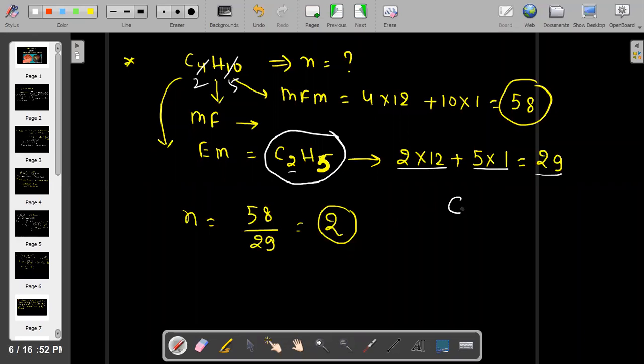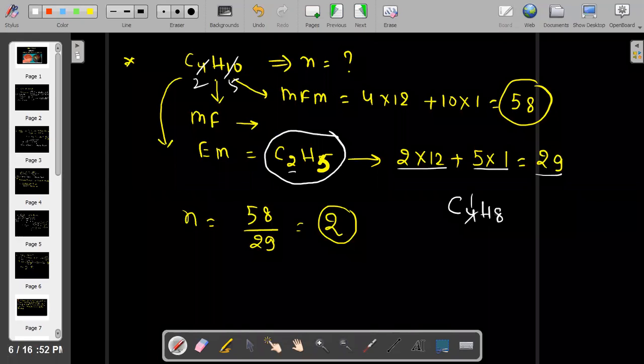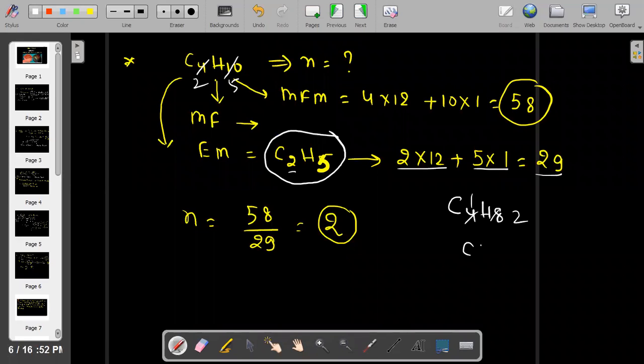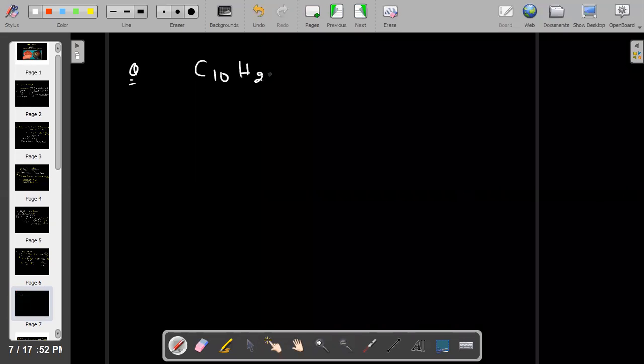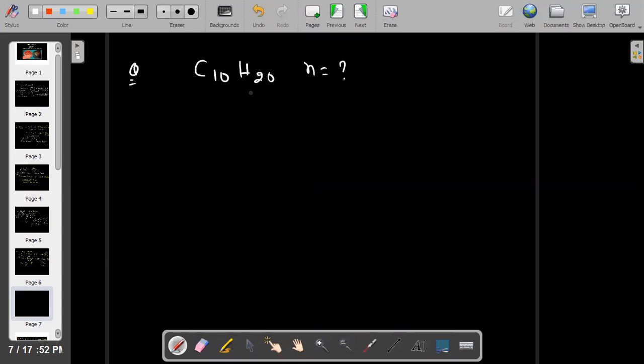Suppose if anyone asks you, C4H8, what is the empirical formula? We know 4 1s are 4, 4 2s are 8. So the empirical formula is CH2. Clear? All got it? One more question. Okay, let's do one more question quickly. All solve. Now the next question: suppose I give you C10H20, find out the value of n. Now do fast.